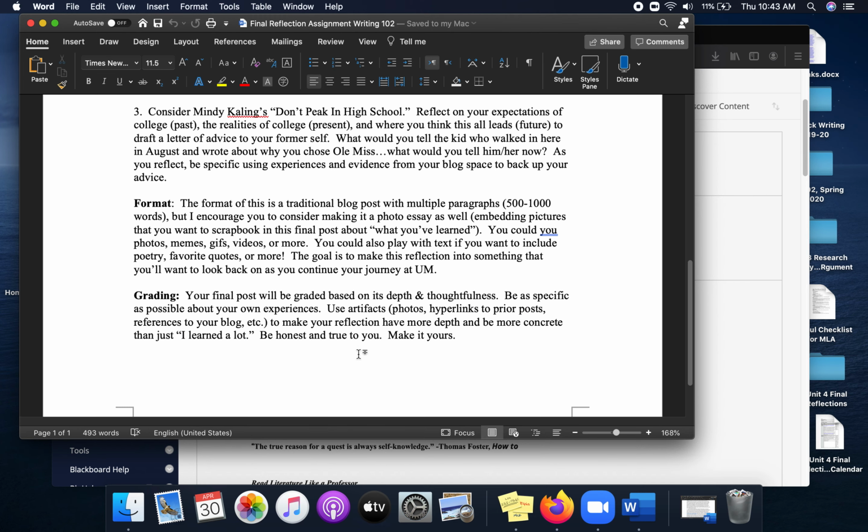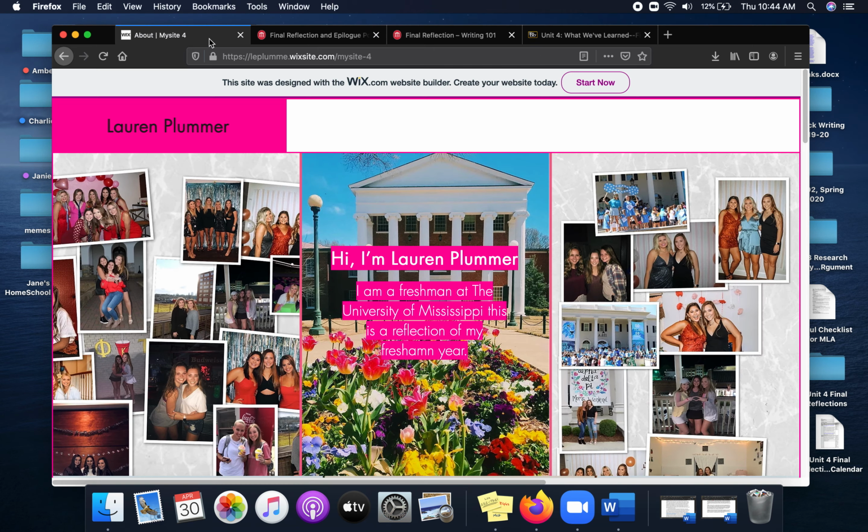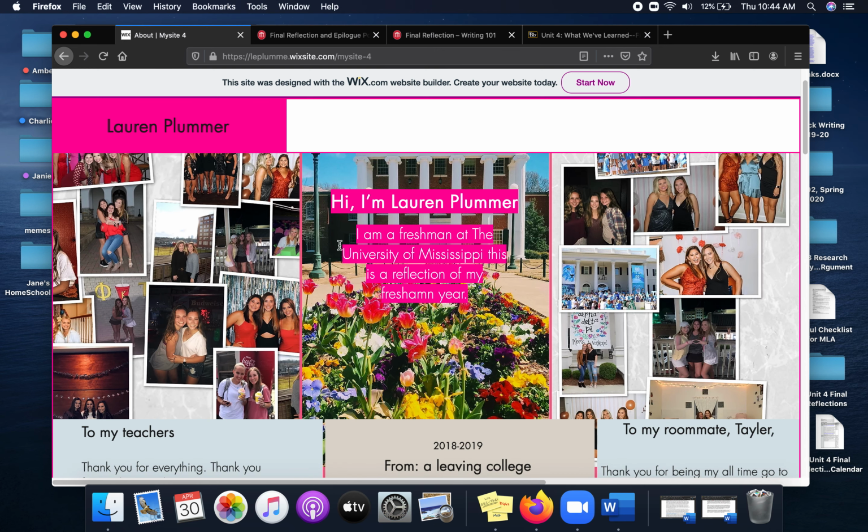So let's look at a couple of student samples just to show you how varied final reflections can be sometimes. One is from a student, Lauren, from last semester, and as you can see, she actually used a website. She built a website for her final reflection. You do not have to do this. You can do all of this in the blog space, but this was just Lauren's style.